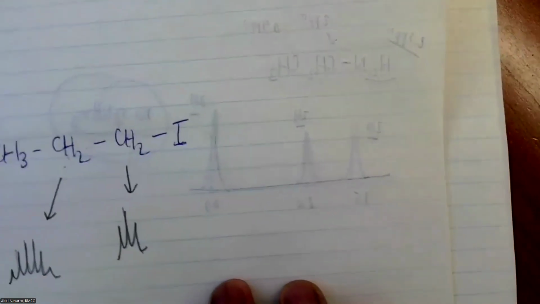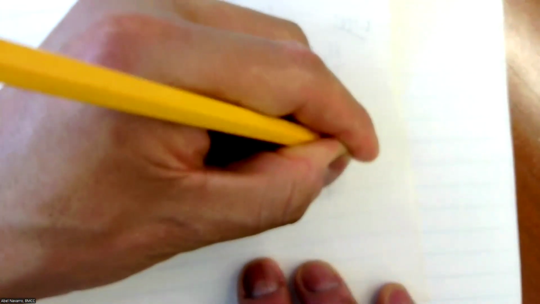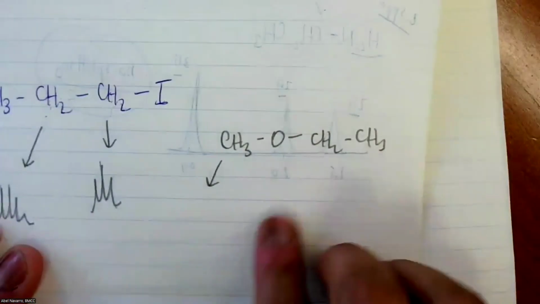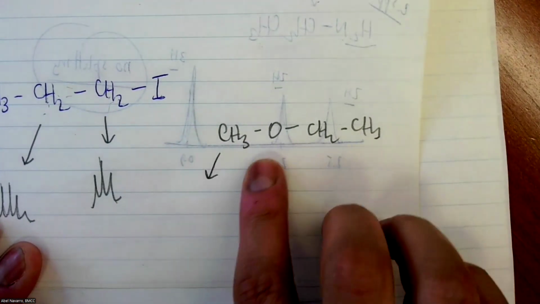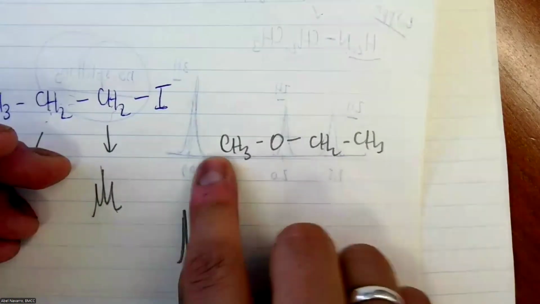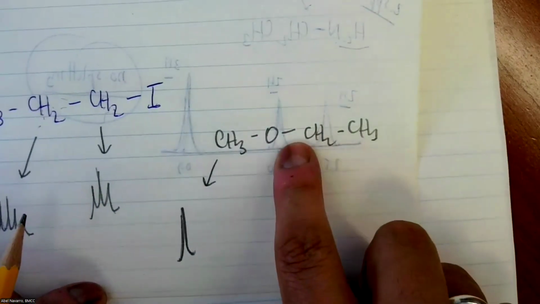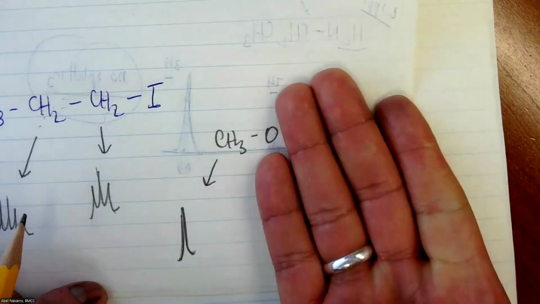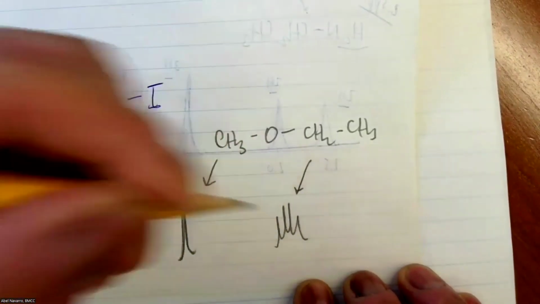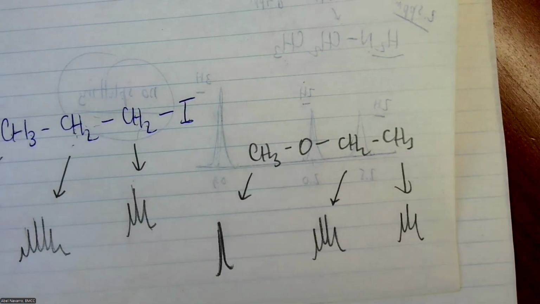A singlet would be, let's say you have a CH3. The neighbor is an oxygen with no hydrogen, right? And so it's a singlet, because it's 0 neighbors. 0 plus 1, 1. What about this one? On the left, oxygen, no neighbor. On the right, 3. 3 plus 1, 4. Quartet. How about this one? On the right, nobody. On the left, 2. 2 plus 1, 3. Triplet.